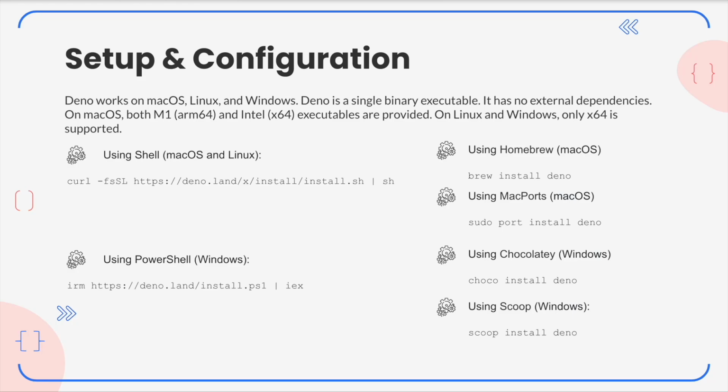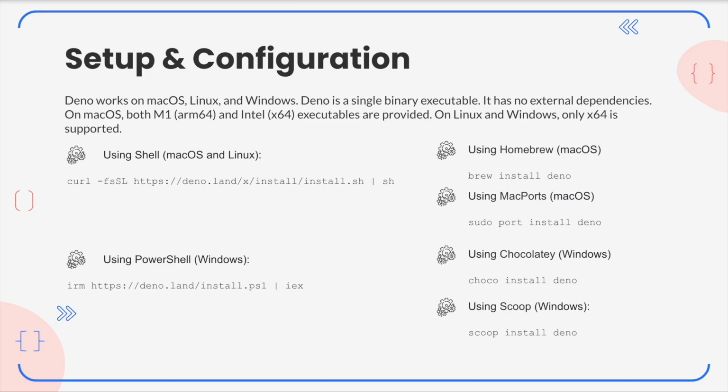There are many ways to install Deno on macOS and PowerShell. Along with the shell script and PowerShell script, there are many popular package managers like Homebrew, MacPorts, Chocolatey, and Scoop, which can be used to install Deno on the machine. Let's start with installing Deno on macOS. We will first try the shell script.